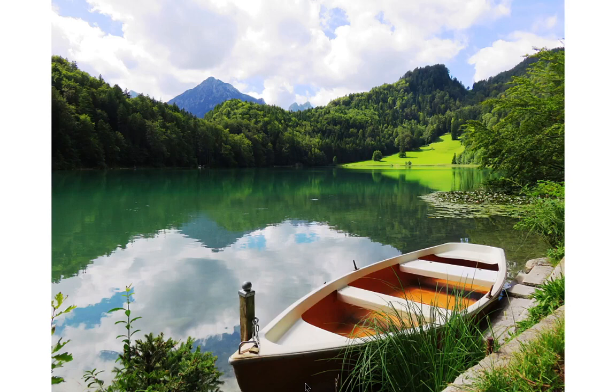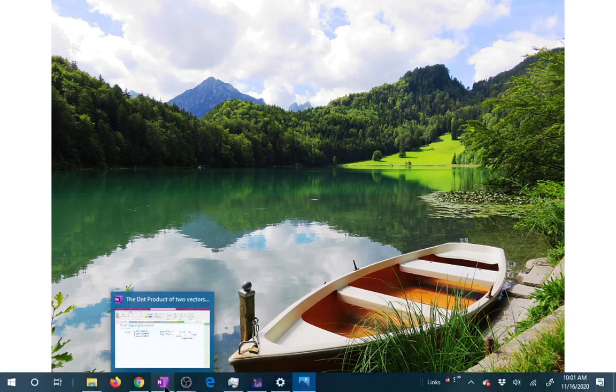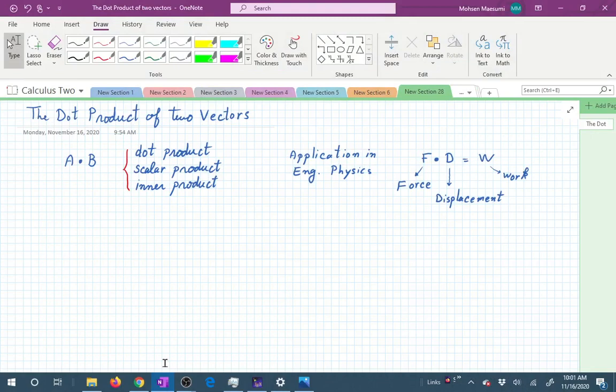Hi, welcome to another edition of Calculus 2. Today we are going to talk about the dot product of two vectors and several of its applications. Let's go ahead and take a look at this interesting topic.